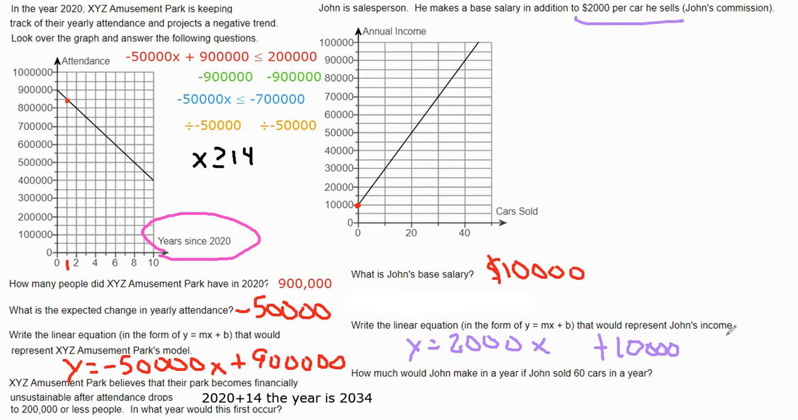The last question is, how much would John make in a year if he sold 60 cars in that year? Well, all we have to do for that is put 60 into the x. And 2,000 times 60 is 120,000. And 120,000 plus 10,000 would be $130,000.